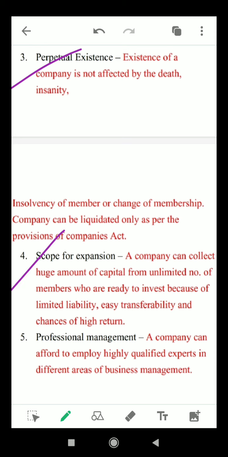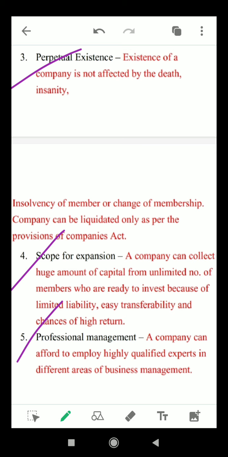Next is scope for expansion. A company can collect a huge amount of capital from an unlimited number of members who are ready to invest because of limited liability, easy transferability, and the chance of high return. So there is scope for expansion of the company because it can collect a huge amount of capital from its unlimited members, and they are ready to invest because they have limited liability, easy transferability, and full chances of return. So they can easily invest their money in this company.